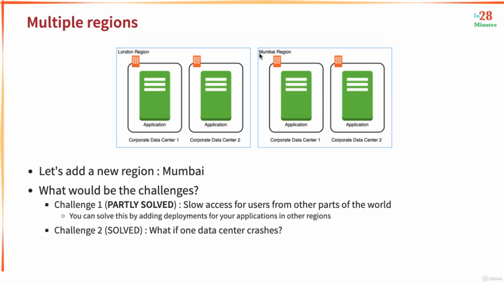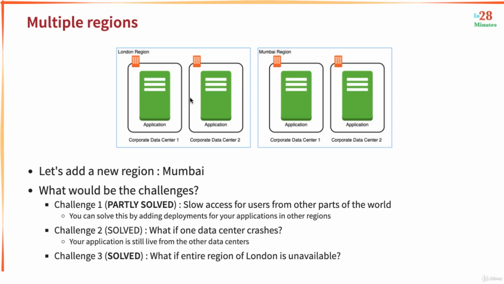Challenge 2, what if one data center crashes? That is already solved. What if the entire region of London is unavailable? What would happen? Your application is now served from Mumbai. So challenge 3 is now solved. So by having multiple regions and having multiple data centers in each of these regions, we can provide high availability to the user. The other thing which will also improve is the latency. Users who are nearer to each of these regions can get faster access to these applications.